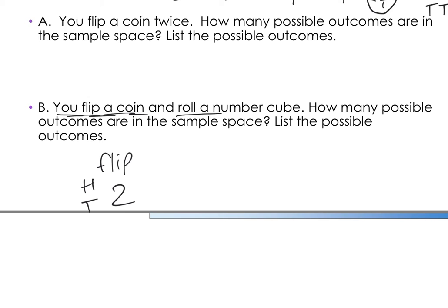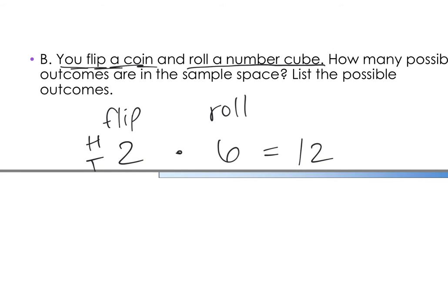Then we roll a number cube. Do you guys know a number cube is the same as a dice, right? Because a cube is a dice. How many possible outcomes are there when you roll a number cube? There's 6, right? So we take our sample spaces and we do what with them? Multiply them. So together, what's our total sample space? 12, okay? Now let's list out the possible outcomes, okay? So let's say in our first flip, we flipped heads. What could we roll after we flipped heads?